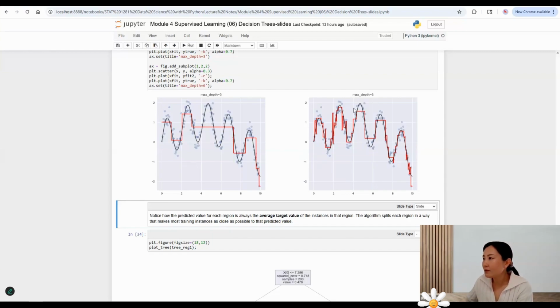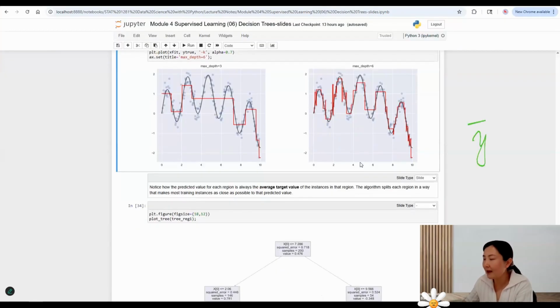And for max depth equals 6, the regions are smaller, so it will be able to create this kind of curves, sort of like curves. But if you zoom in on each region, you still use a horizontal line, right, to do the prediction, some kind of y hat value.